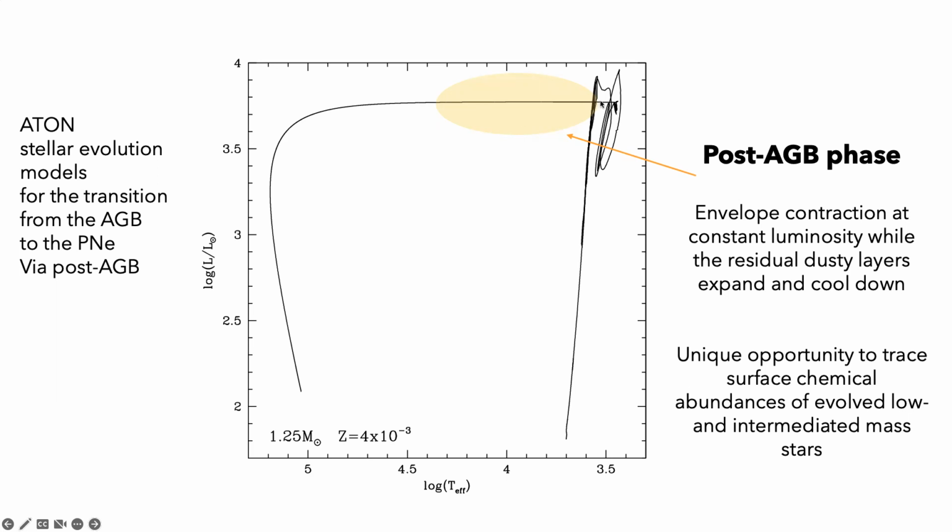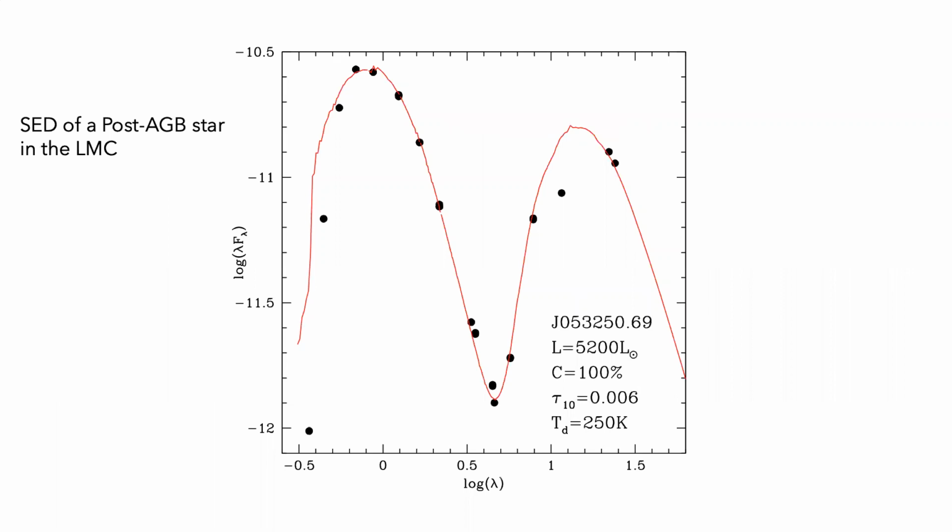Why? Because after the last thermal pulse, the tip of the AGB, we do not expect any variation in terms of the surface chemical abundances, and nothing else will occur from this point of view. And the star evolves at constant luminosity, so it can give a proxy of the initial mass of the star. And furthermore, during this warming up of the central star, in the meantime, the dusty layers are moving away. These are residual dusty layers, but they are expanding. And this is really important, because in this case we can really see both the central object and the residual dusty layer.